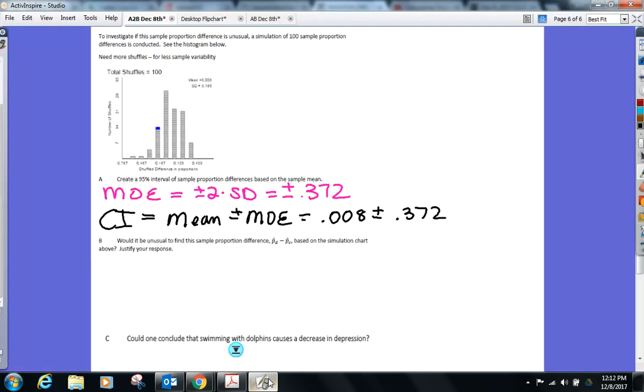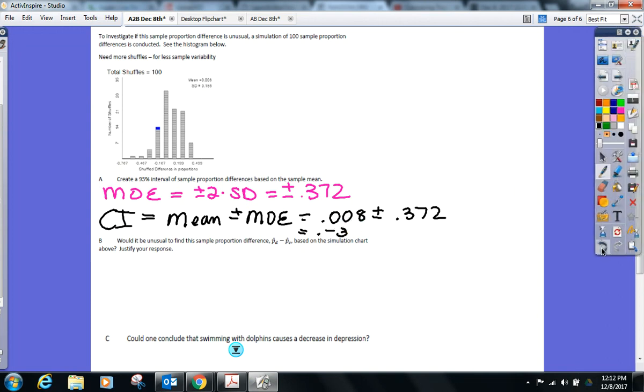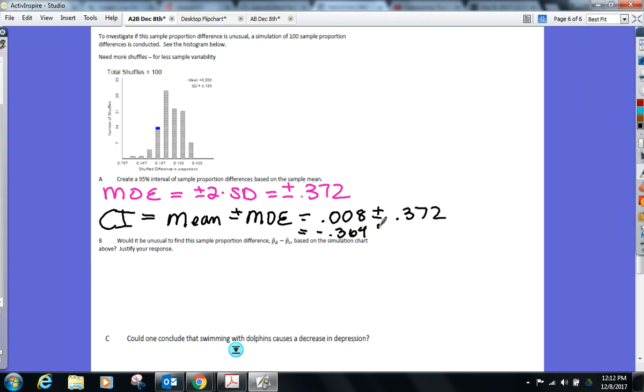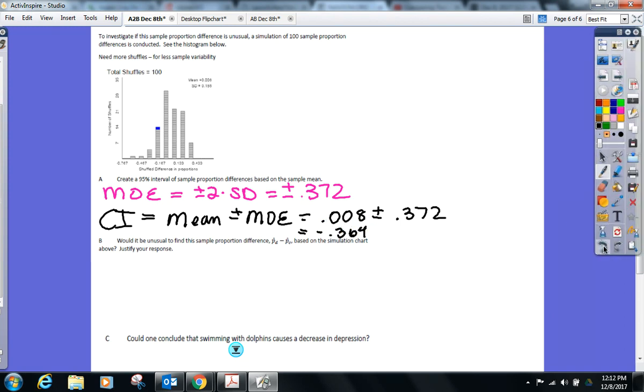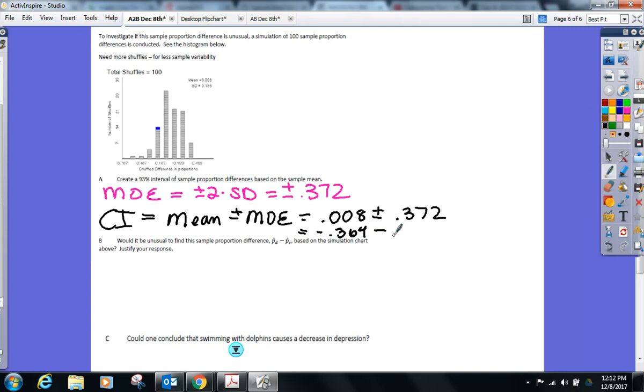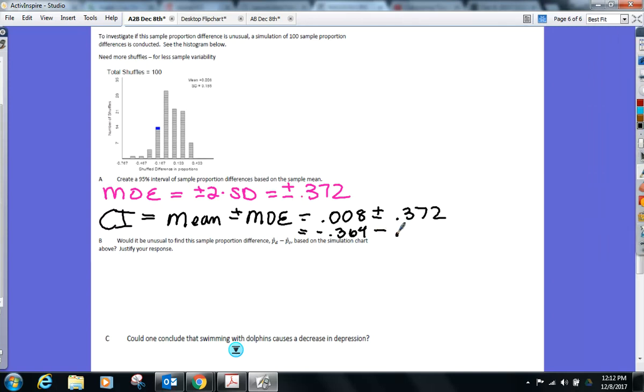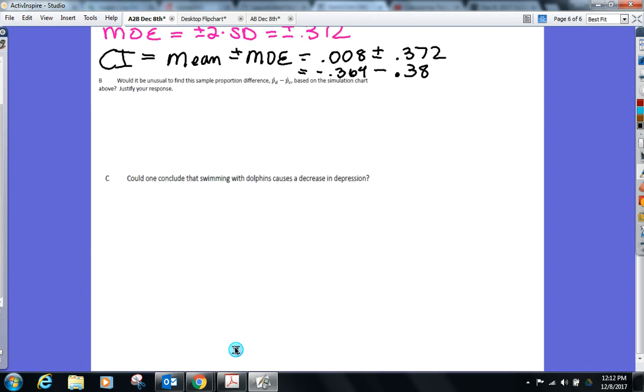Here we go, 3. Yep, negative 0.3. I should put the negative on the outside. Negative 0.364 to what? Now you add the 0.372 to 0.008, giving 0.38. Again, if you don't know where Isabella got these values from, she subtracted the 0.372, then added the 0.372. That's where that plus or minus comes in.